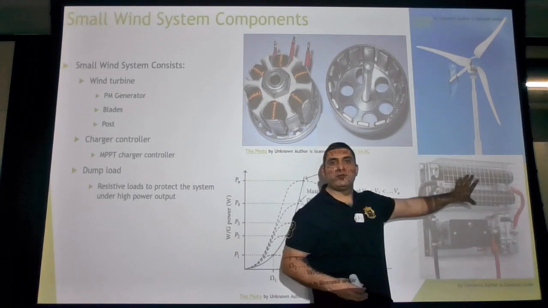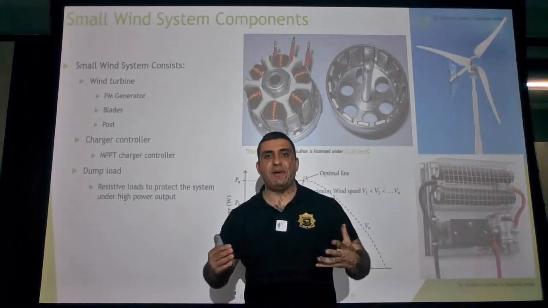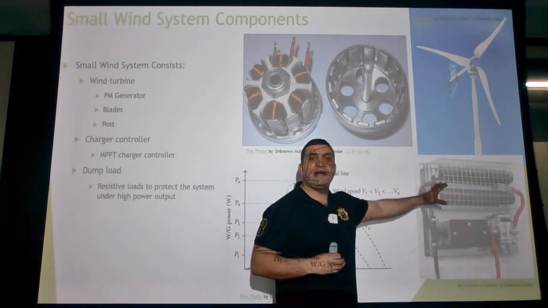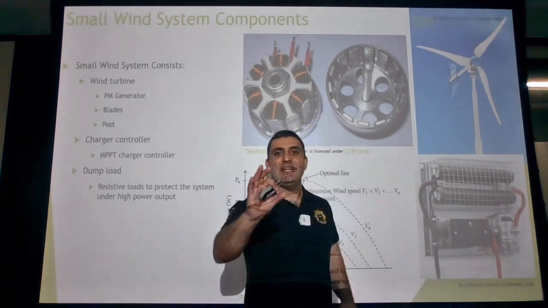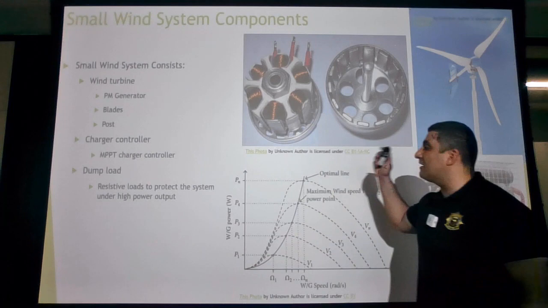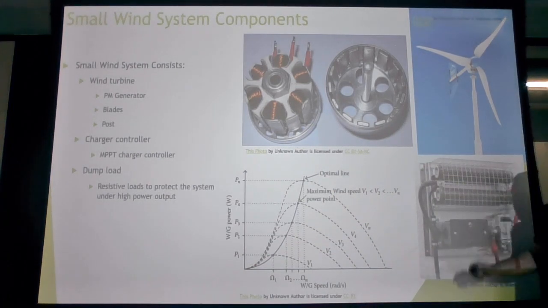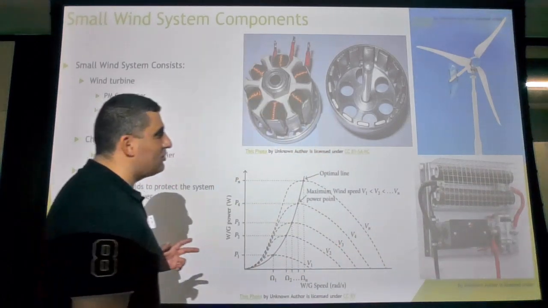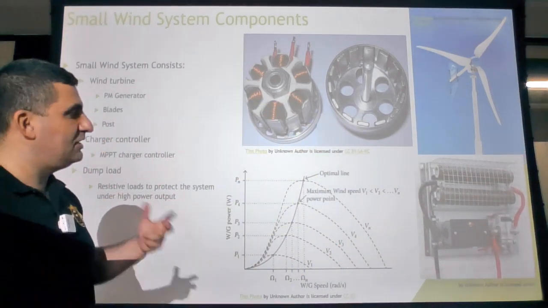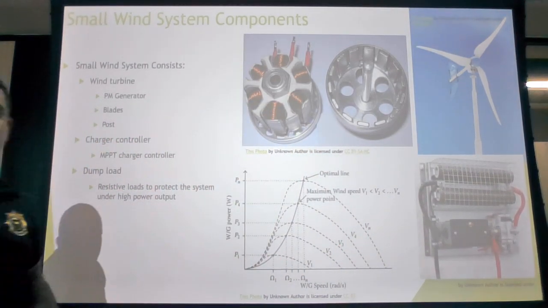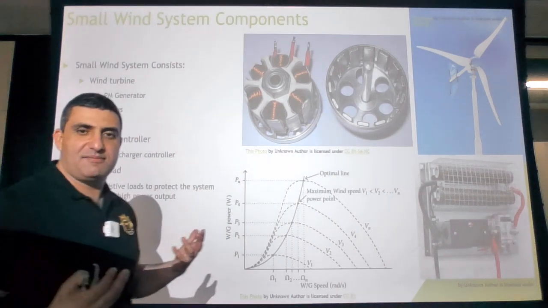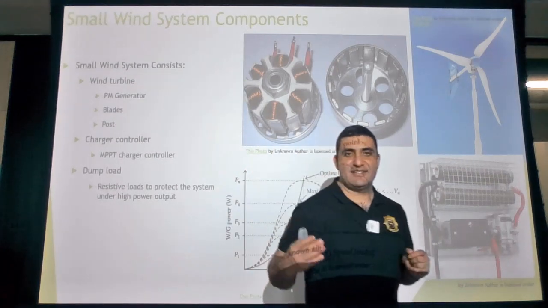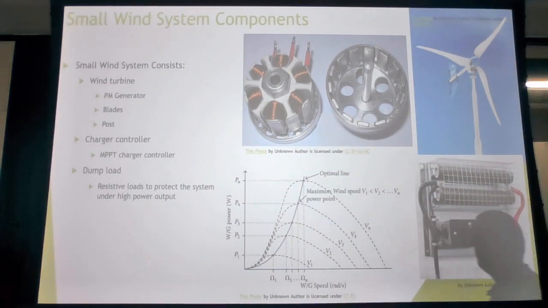This dump load will allow all the excessive power beyond the system control to be dissipated to avoid any damage to your system. It's very critical to have the dump load for your system because you are not connected to the grid. You're not injecting everything to the grid. The grid is called an infinite bus because it can take all your excess power.